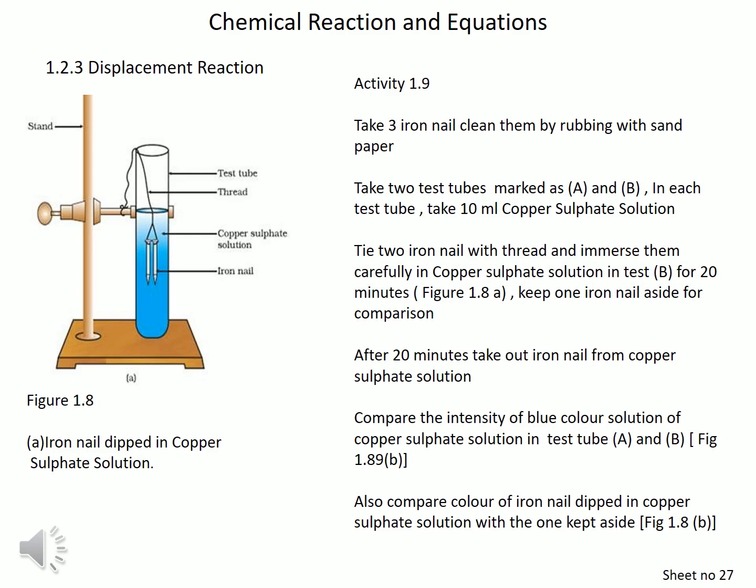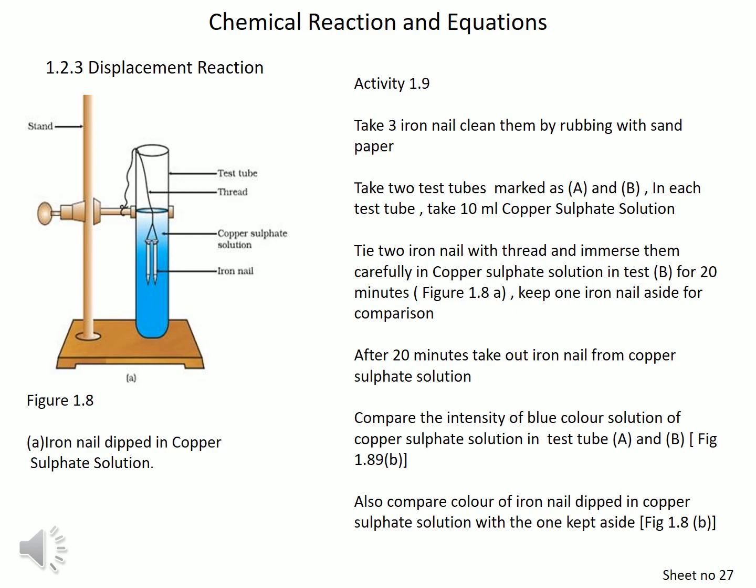This is also a very simple reaction. It is a displacement reaction. We'll see what exactly a displacement reaction is. See here, if you see this figure 1.8, there is one test tube. In the test tube, there are two nails tied up with a thread, and we have copper sulfate solution in this test tube. And this is a stand. So we will see exactly what the detailed activity is.